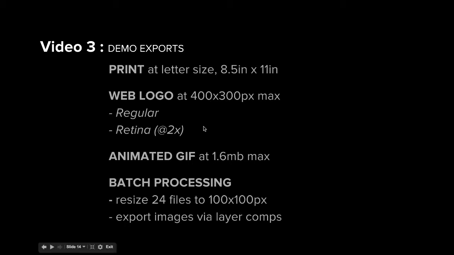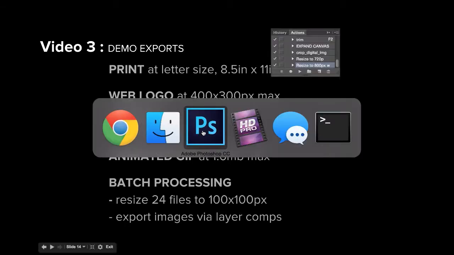So in batch processing, there's essentially two parts to it. The first part is telling Photoshop what to do. And then the second part is telling Photoshop to do that to a lot of files. So let's jump into Photoshop.